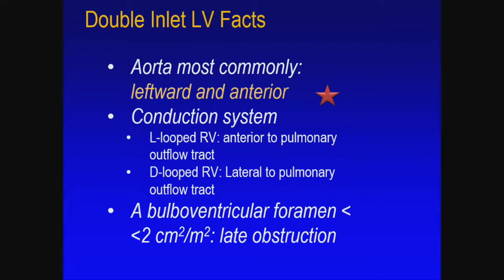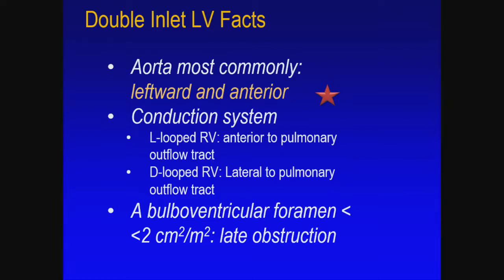In double inlet left ventricle, where is the aorta? I don't understand why it is so important, but it is important. It is leftward and anterior, okay? The second thing you have to remember is that if you have an L-looped ventricle, meaning the RV is on the left side, then the conduction system is anterior to the pulmonary outflow. If it is a D-looped ventricle, it's lateral to the pulmonary outflow.